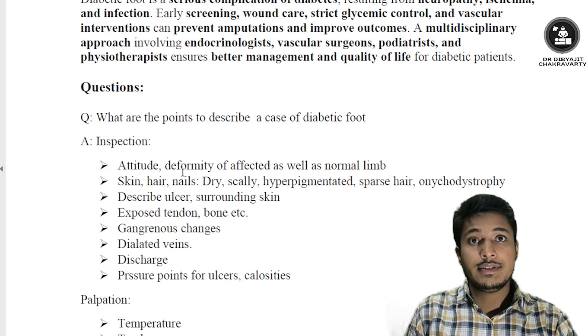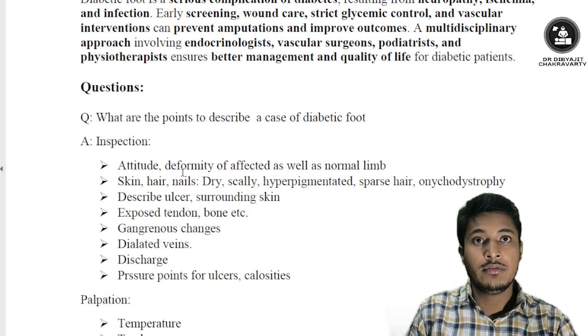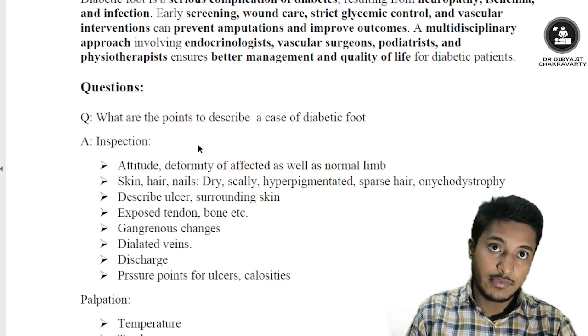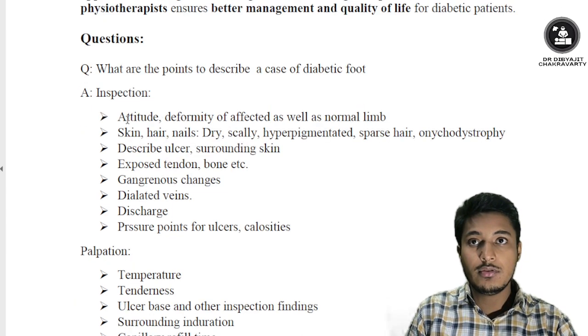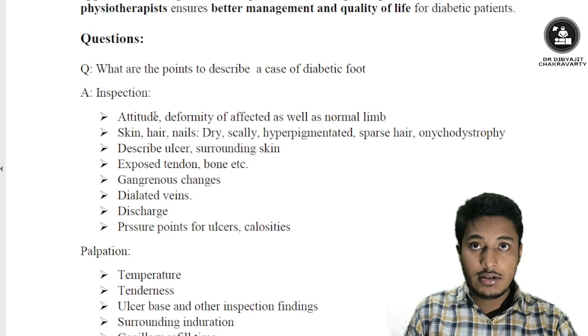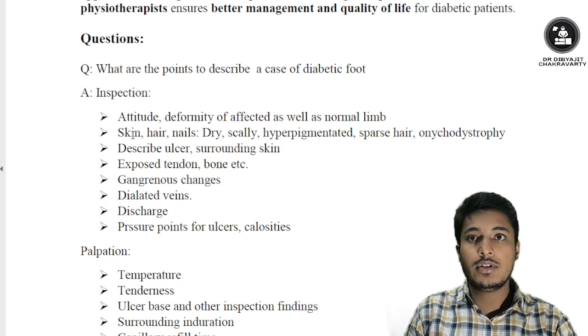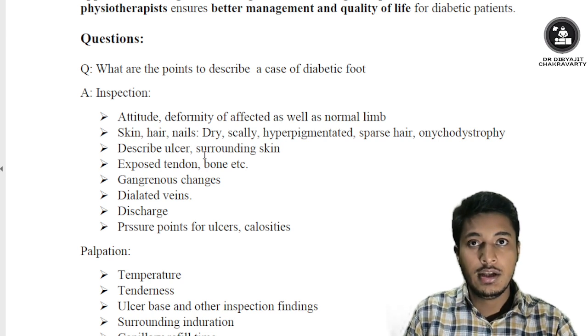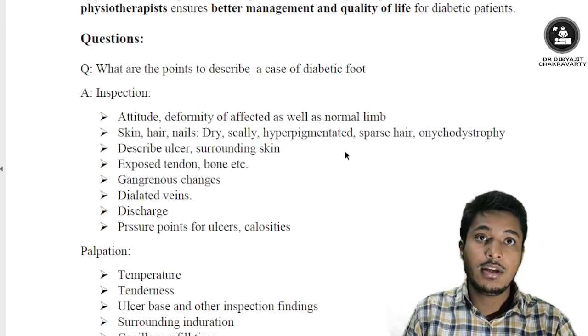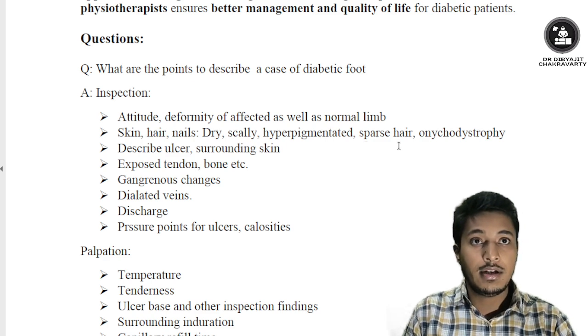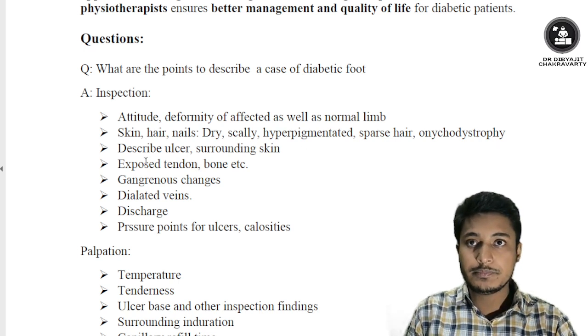Now, some of the questions that may be asked when you get a diabetic foot as a short case: what are the points to describe a case of diabetic foot? Under inspection, we should first see the entire deformity of the affected as well as the normal limb. Also, we should look for the skin, hair, and nail conditions. Dry, scaly, and hyperpigmented skin, as well as sparse hair and onychodystrophy, that is abnormal nail changes, are often observed in cases of diabetic foot.